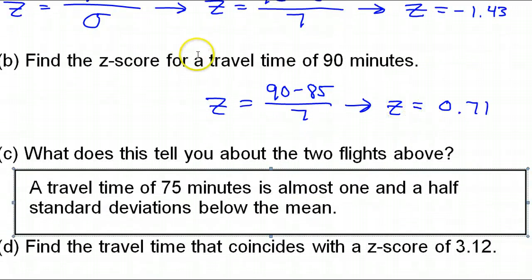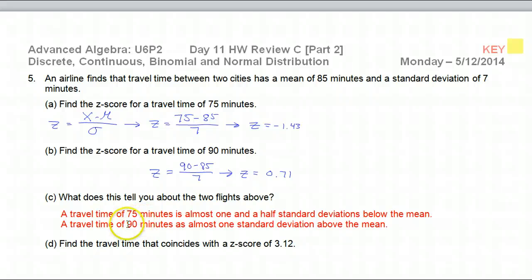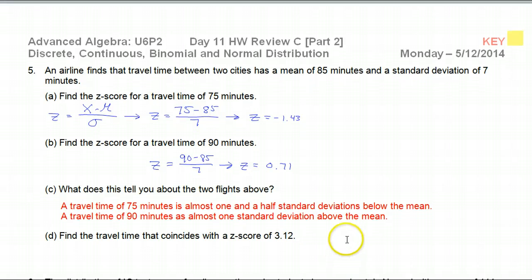On the other hand, with the z-score from the 90 we got 0.71. That's almost 1 standard deviation above the mean. So a 90-minute travel time is significantly above average. It's almost a standard deviation above the mean. Alright, so something like that is good.